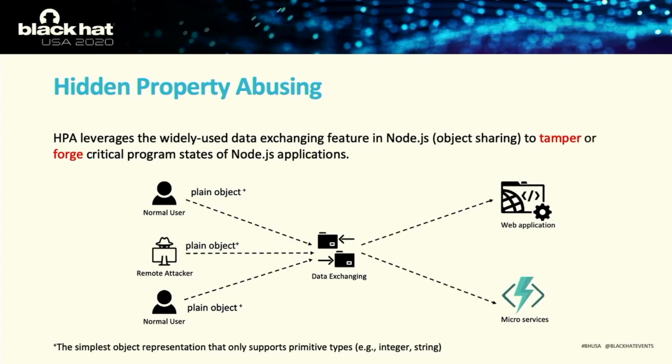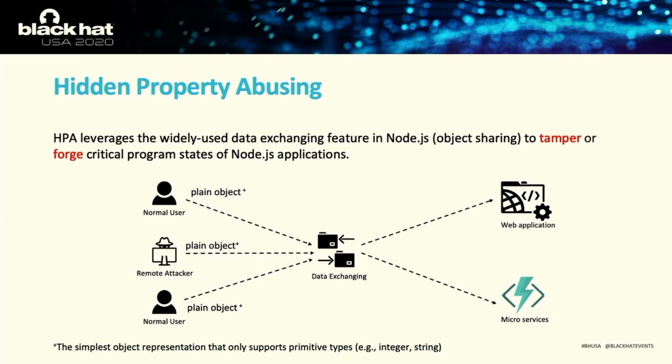So what we are going to introduce is the hidden property abusing, which we call HPA. HPA leveraged the object sharing in Node.js to forge or tamper critical program states in the Node.js applications. We called these additional properties we injected hidden properties because they are like hidden parameters valid to the endpoint user API. These parameters are associated with certain internal states. However, nobody knows their existence until an attacker finds it and exploits it to tamper internal states.